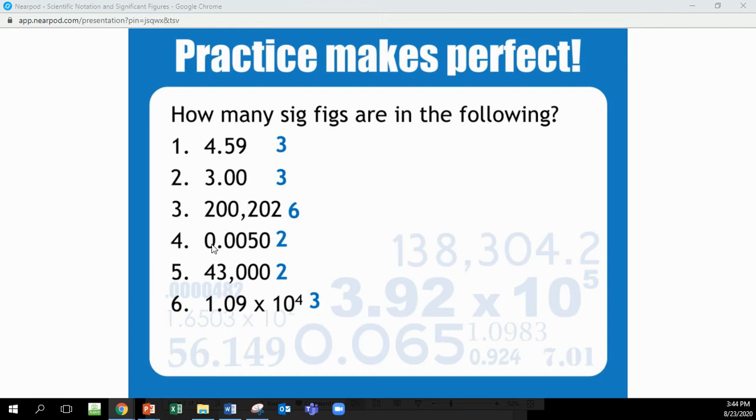Okay, let's look at this one. Number 4. We're going to count from the left again because there's a decimal present. We're counting from the Pacific side, from the first non-zero digit. We're coming from the left. Can't count him, he's a 0. Can't count him, he's a 0. Can't count him, he's a 0. So we start with the 5. Now we're going to start counting. Once we start counting, we can't stop. 1, 2. 2 significant figures. This guy, 43,000. No decimal present, so we come from the right.